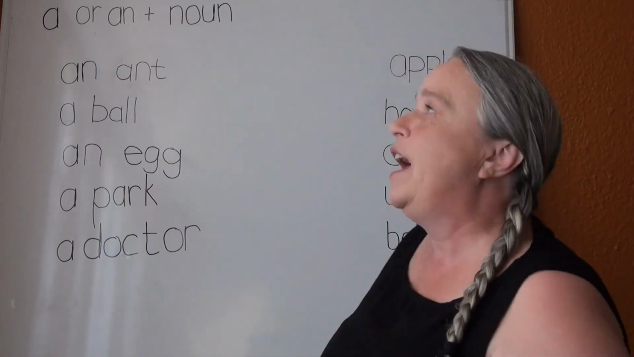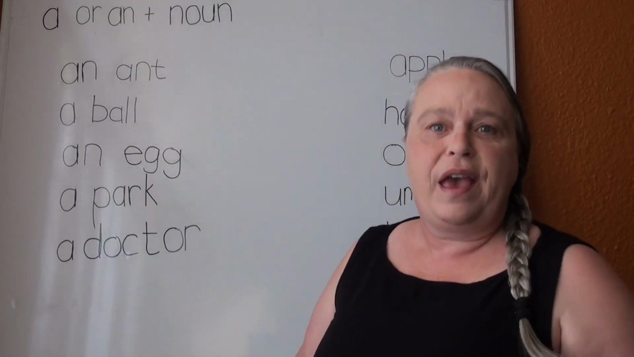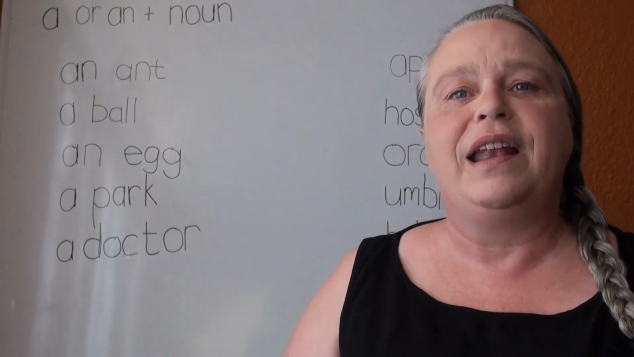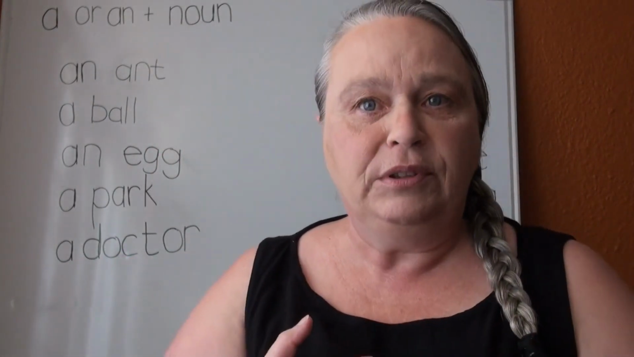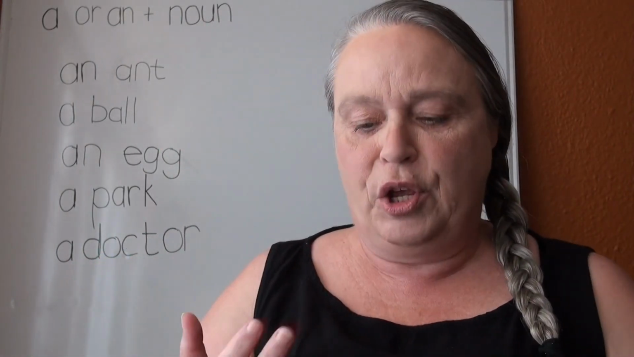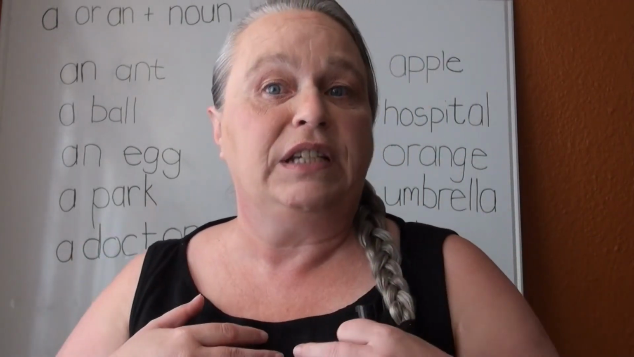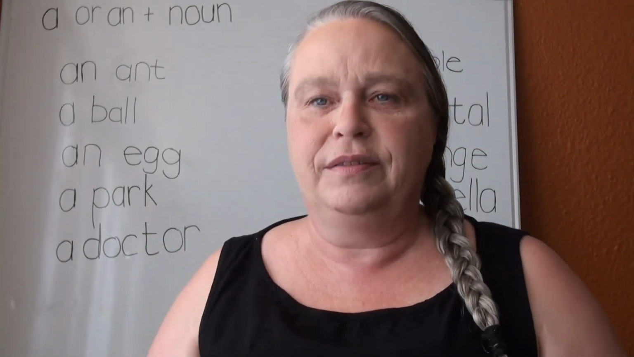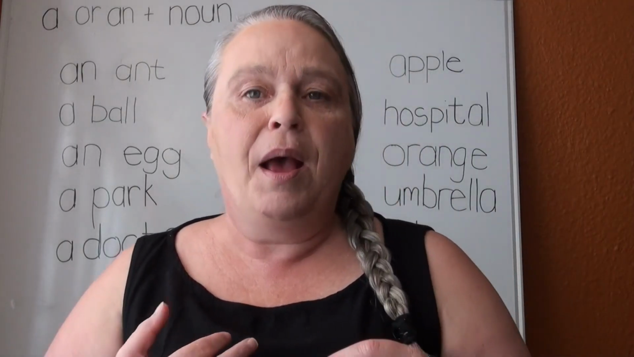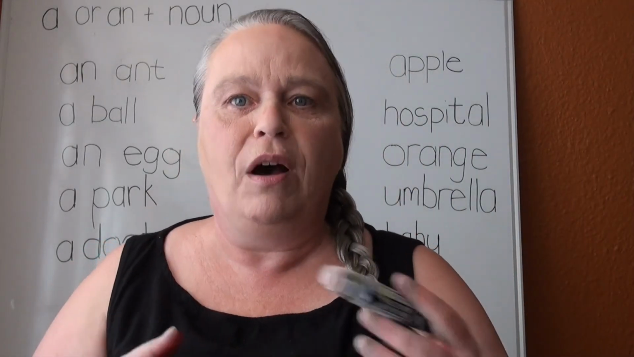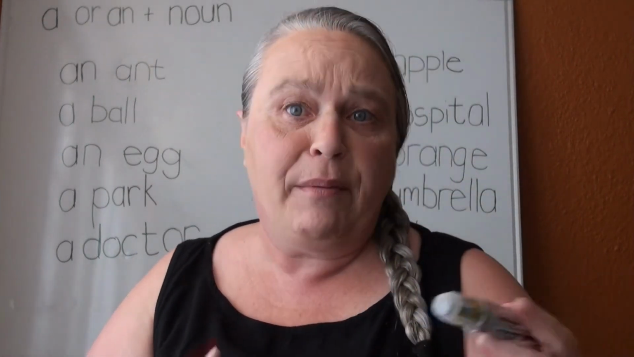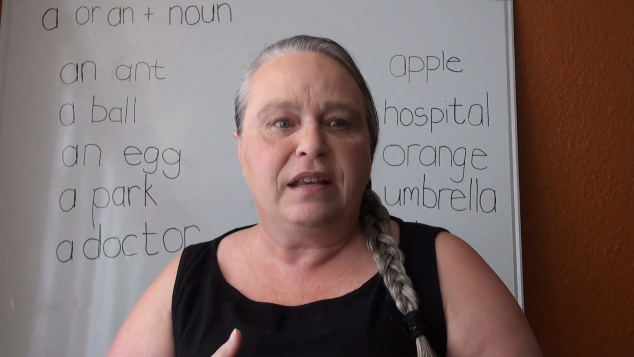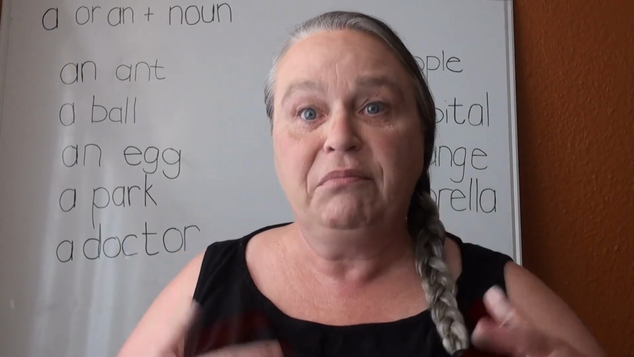Today we are looking at when we are going to use a and an with our nouns. What are our nouns? Nouns are people, places, animals, and things. So people like doctor, teacher, nurse, policeman. Places: home, school, hospital, park. Animals: cats, dogs, camels, birds. And things: table, pen, hair.